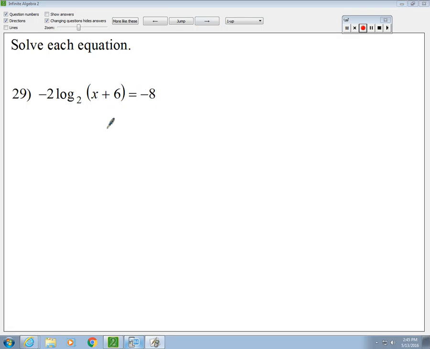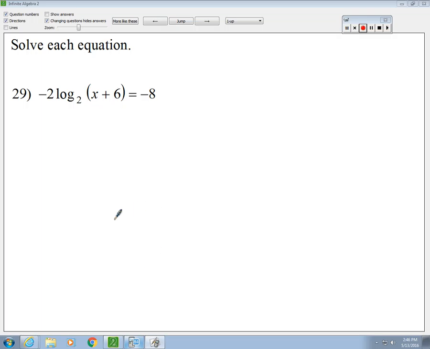Solve each equation. The first thing you're going to do is divide by -2. Then you have log base 2 of x plus 6 equals what? Positive 4 for that. Then, this is log form, so you would just rewrite it in exponential form. So 2 is the base, so it would be 2 to the 4th power equals x plus 6. Okay, you just rewrite it in exponential form.